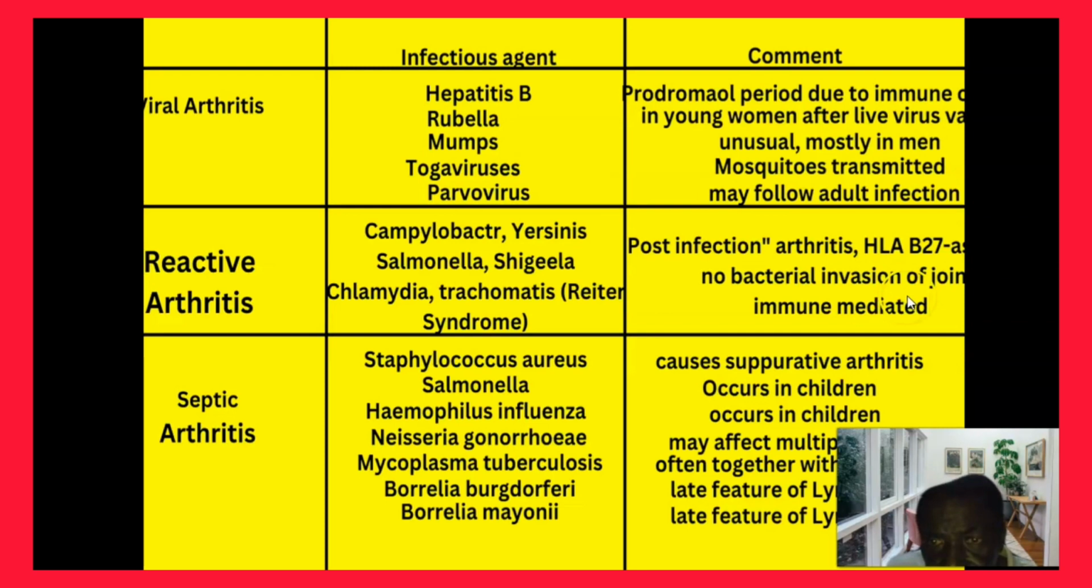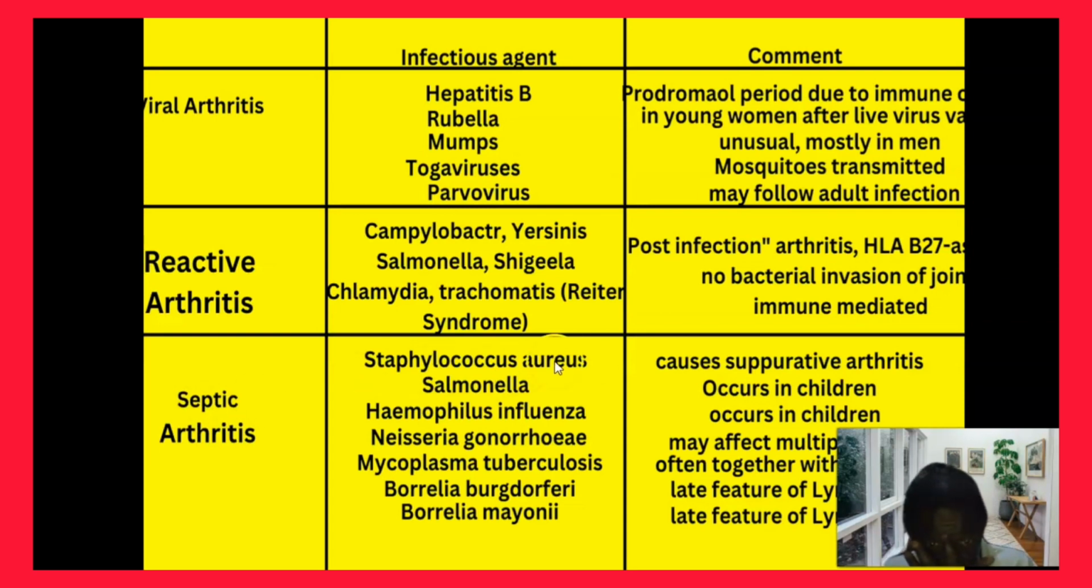In some of them you do not find bacterial invasion when you do the culture of the synovial fluid. So the suspicion is always associating with the genetic loci HLA. This type, B27, is associated with this. Then the third infectious type is when it is septic. This is reactive. The septic one is where you find the organism.